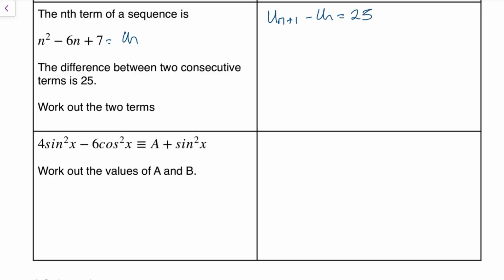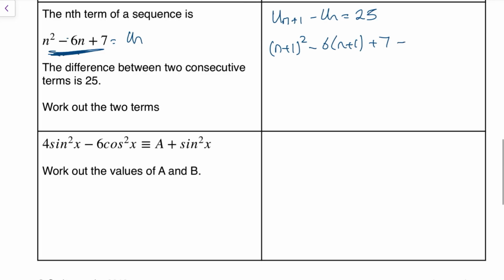So therefore, u(n+1) is going to be (n+1) squared. I'm basically just putting it into here. So (n+1) squared minus 6(n+1) plus 7. And then I'm taking away un, which is basically just this, which is going to be n squared minus 6n plus 7. Then I'm going to expand carefully, because obviously this is the place you're going to mess it up. And by the way, all that's equal to 25.